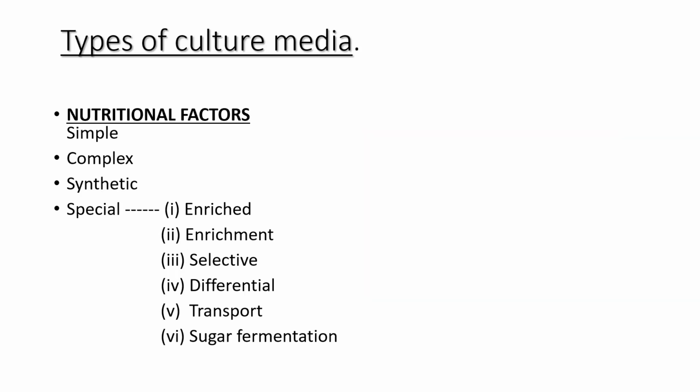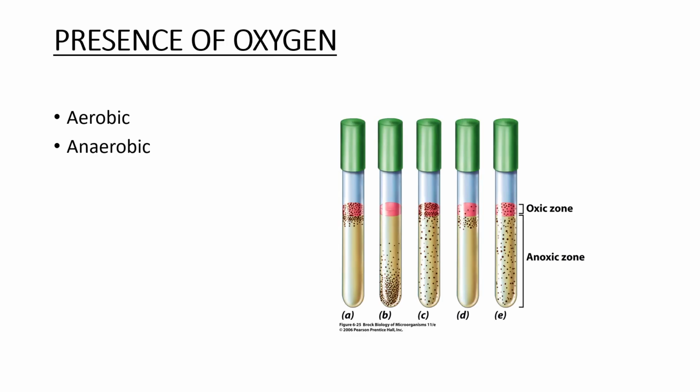Now we are discussing the types of culture media. In this, we will discuss according to the nutritional factors. For example, simple media, complex media, synthetic media, and the special media. Under the special media, there are many, for example, enriched media, enrichment, selective, differential, transport, and sugar fermentation media. Now, depending upon the presence of oxygen, the media can be aerobic media, that means the organisms will grow in the presence of oxygen, and anaerobic media in which the organisms will grow in the absence of oxygen.